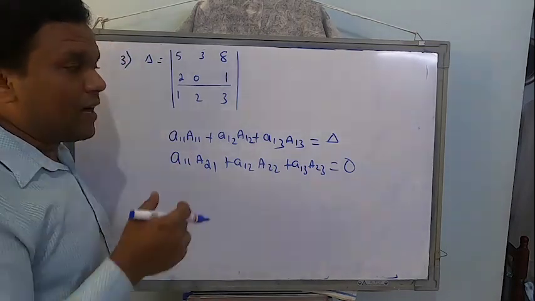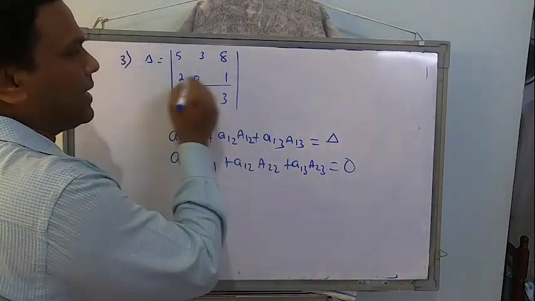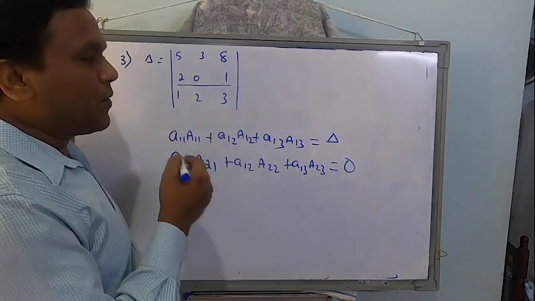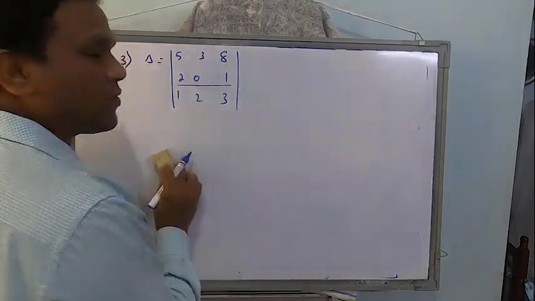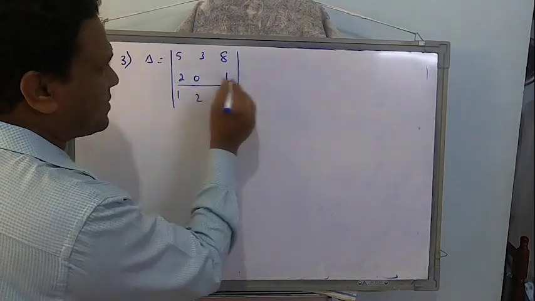So to find the value of this determinant, I will take the elements of the second row. Before I go and get this, I am going to find out the cofactors of the second row. Only these 3 I needed.